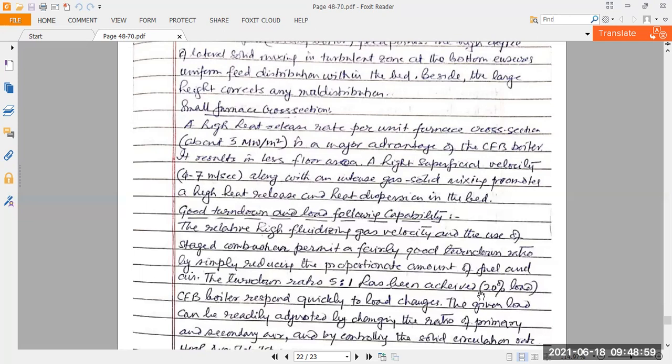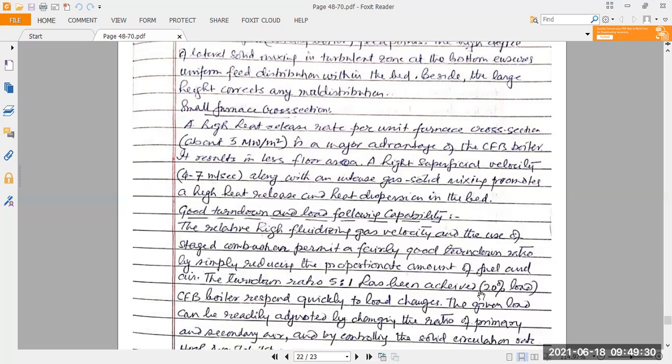So what exactly is turn-down? High fluidized gas velocity, and the use of staged conversion, not in a single stage but a number of stages at a time, gives a fairly high turn-down ratio by simply reducing the proportionate amount of fuel and air itself. The turn-down ratio of 5:1 has been achieved at 20% load.